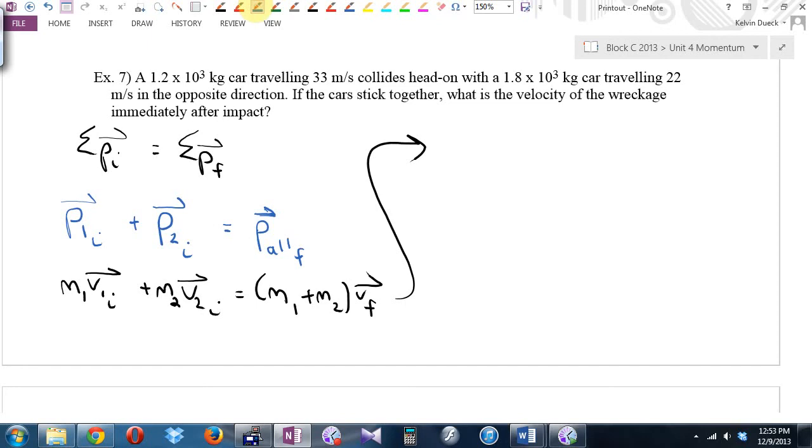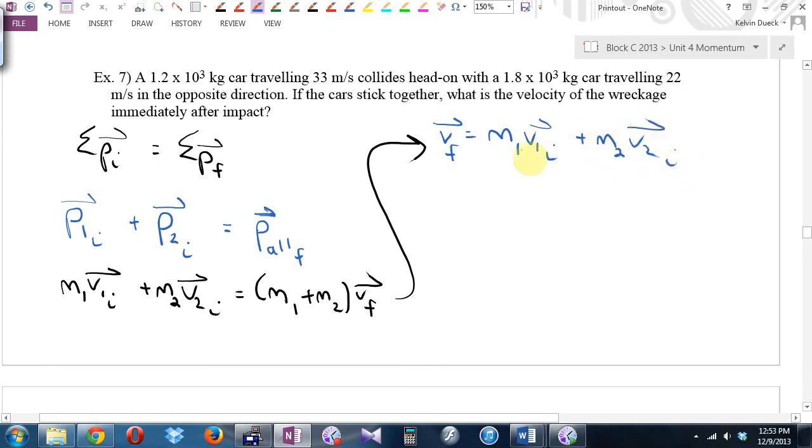What did you say we're trying to find, Petra? Which of the V's am I looking for in this equation? V final. How would I get the V final by itself? So if I hear you correctly, and I think I do, you're saying this. The final velocity is going to be mass 1 V1 initial plus mass 2 V2 initial, all divided by M1 plus M2. Is that what you're saying? You'd be right.